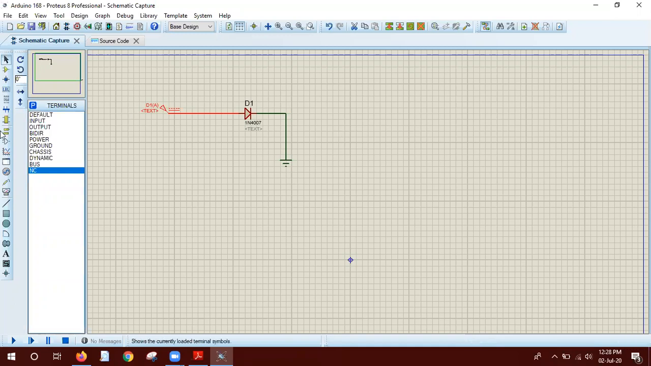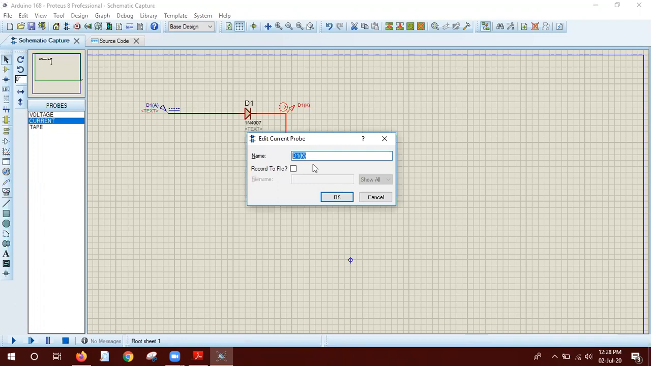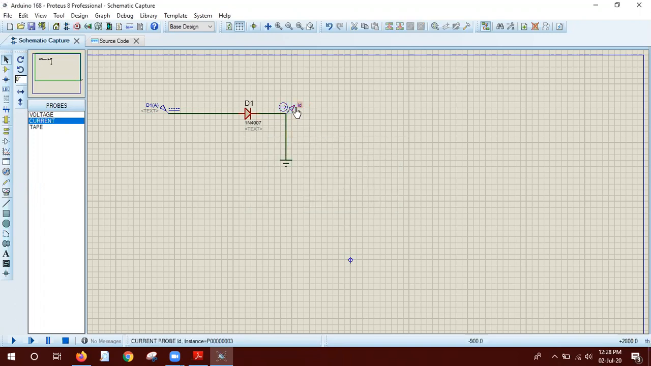So for that reason we will go to the probe mode, just below the generator mode. In probe mode we can see the voltage and current tabs. We will need current, so we just point here the current. Then we double click there and change the name to ID. ID means the diode current. So now ID will represent the diode current.